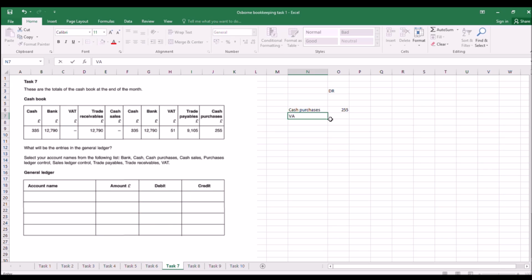The VAT, we're going to get that back from HM Revenue and Customs, so they're going to pay their VAT, and then we're going to get that back, so that's going to be a debit as well. Okay, so that gives us this thing here, this cash purchase. Right.